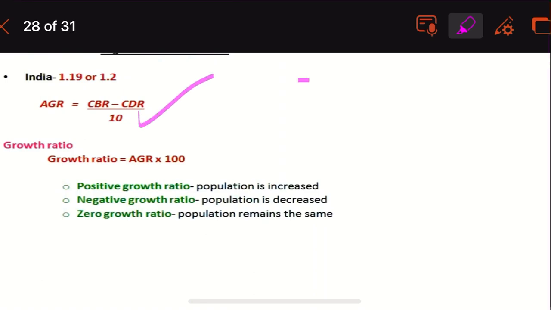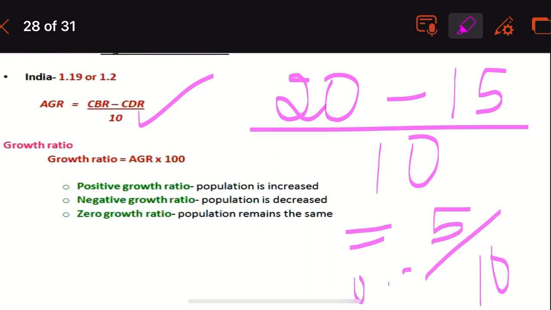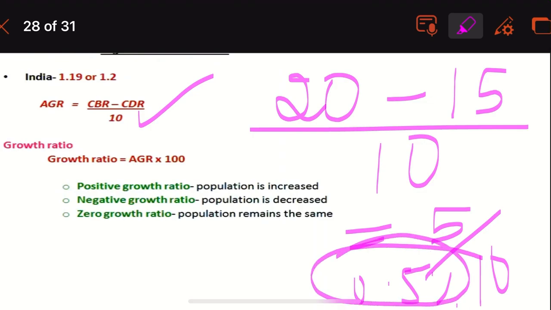If the crude birth rate is 20 and the death rate is 15, then 20 minus 15 by 10. In this way, you calculate it. So, 0.5% was the growth. So, in this way, we calculate the annual growth rate.